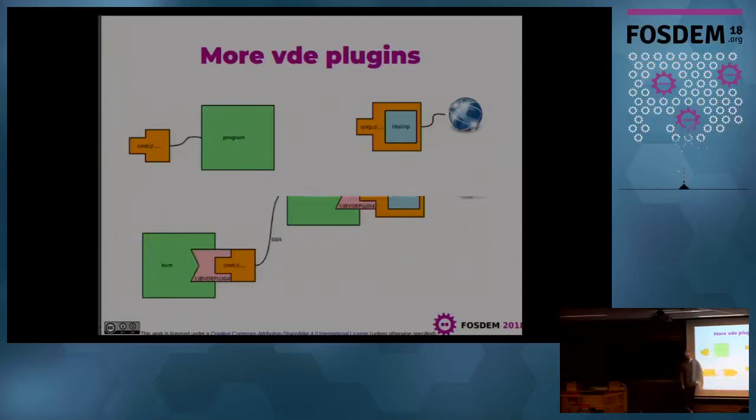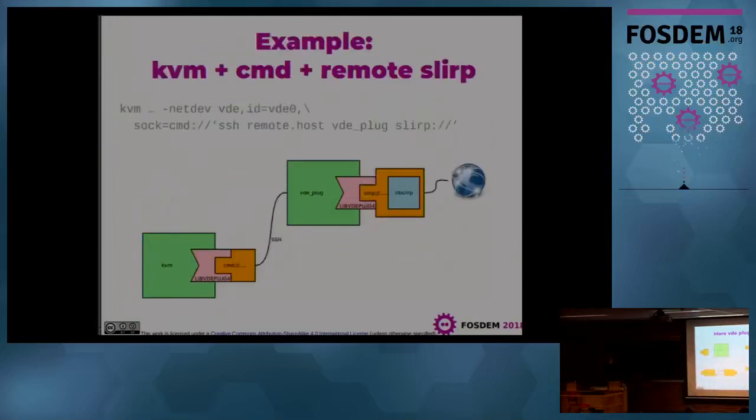We have UDP, we have unisockets. For example, I want to run a KVM machine on my Linux box here, and I want this KVM machine to be connected to the world using the networking of a remote machine where I have just user access. I have no root access. And I can do this just by a single command, because the locator is cmd, and inside the command I have the command to run the remote vde_plug.